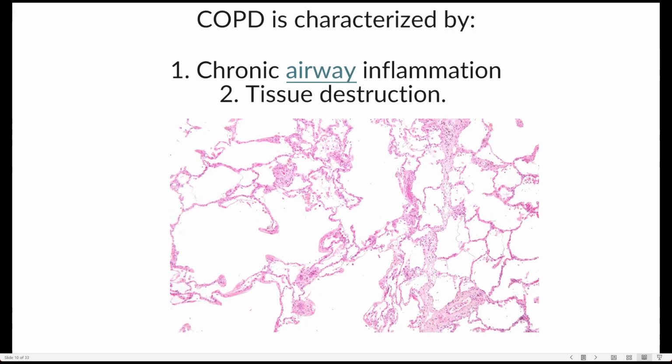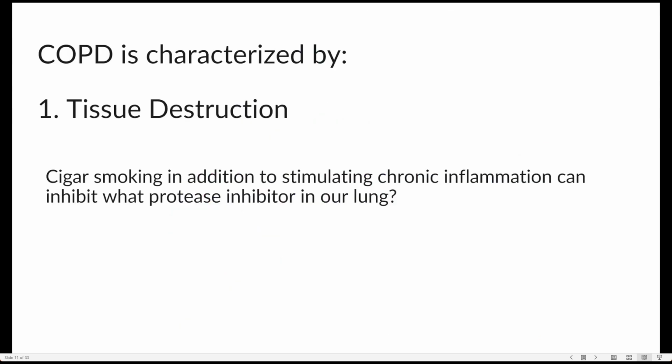And when we come to the tissue destruction, as to why COPD occurs, tissue destruction occurs because smoking stimulates chronic inflammation, but in addition, it inhibits a specific protease inhibitor in our lung. Protease is an enzyme that breaks down protein. That protein in our lung is elastin. So cigarette smoking can inhibit the inhibitor of protease. And what is that inhibitor?